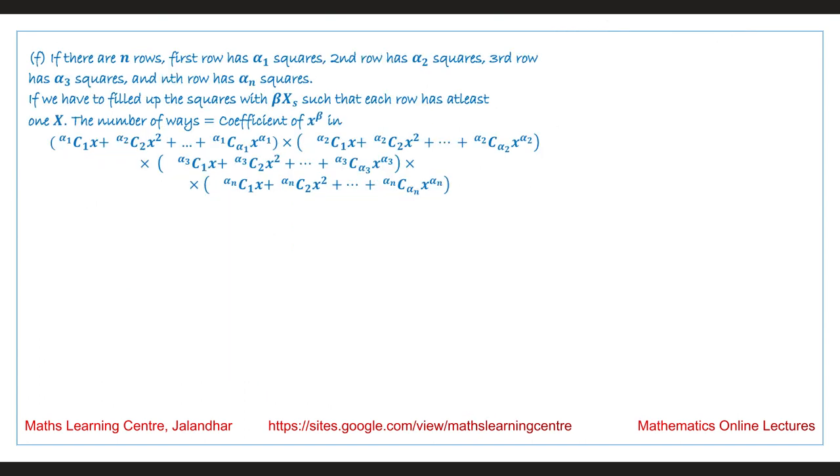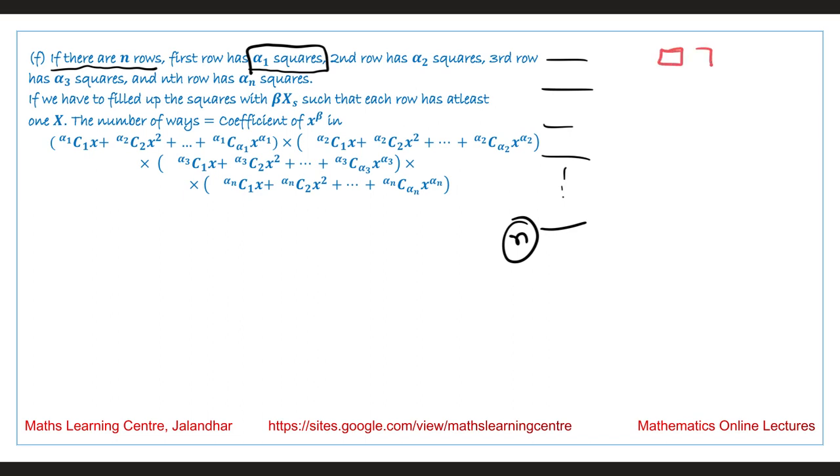Now the next case we have: suppose there are n rows, we are talking about the number of rows being n, and in the first row there are alpha 1 squares. So in this first row there are, say, 2 squares. In the second row there are alpha 2 squares, and likewise in the nth row there are alpha n squares.